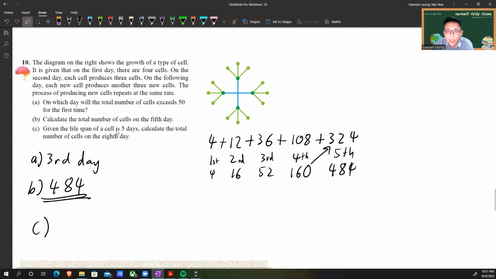Part C, if the lifespan of a cell is 5 days, calculate the total number of cells on the 8th day. Okay. So the lifespan of a cell is only 5 days. So on the 6th day, it will still branch out. It will still reproduce new cells at that rate because it's only the new cells that will produce the next ones. The older cells don't reproduce anymore. It only reproduces once anyway. So it doesn't matter how many die, it will still add at the same rate.